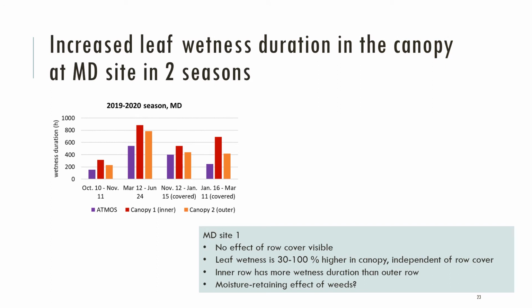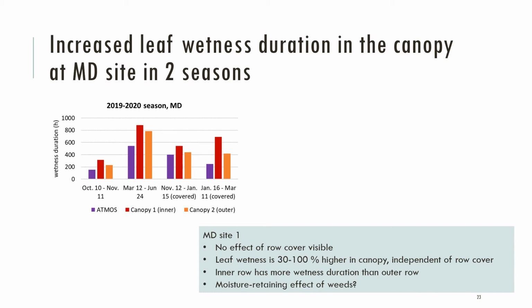In the beginning, I said that the model works with two input variables, which are temperature and leaf wetness duration. We saw that the temperature is increased in the canopy as well as under the row covers in comparison with the weather station. And now we want to take a look at the leaf wetness duration. So in this chart you see again in purple the leaf wetness duration measured by the weather station, and then in red and orange the leaf wetness duration measured by the two canopy level sensors. The red sensor is in the inner row and the orange sensor is in the outer row of the field.